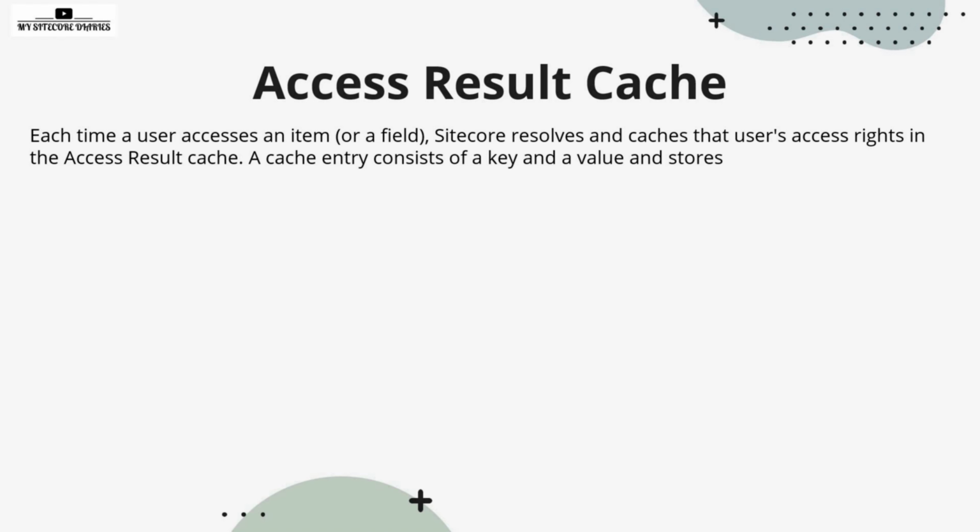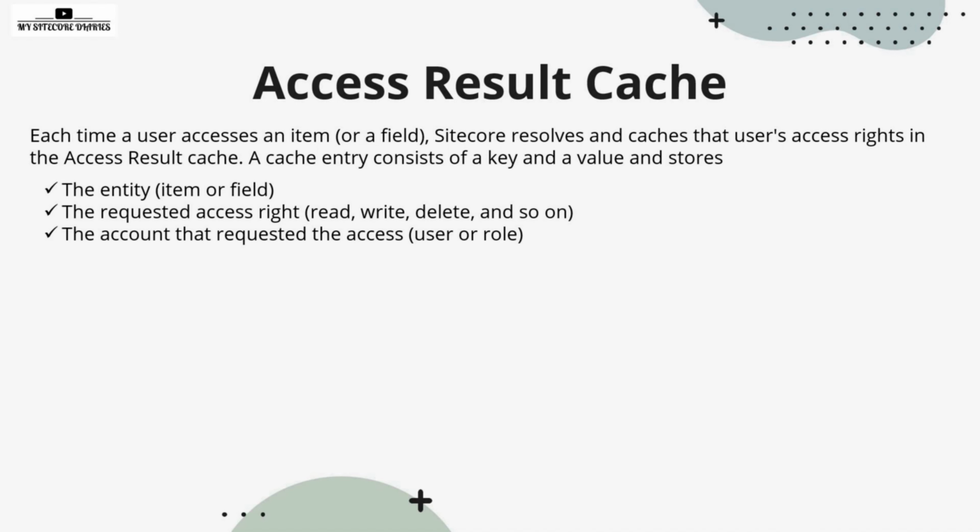Each time a user accesses an item or a field, Sitecore resolves and caches that user's access rights in the access result cache. A cache entry consists of a key and value and stores the entity, item, or a field, the requested access right, read, write, delete, and so on, and the account that requested the access, user or a role. So you must know the roles and permissions which are stored on the item in Sitecore. Okay, so what is the access result cache?